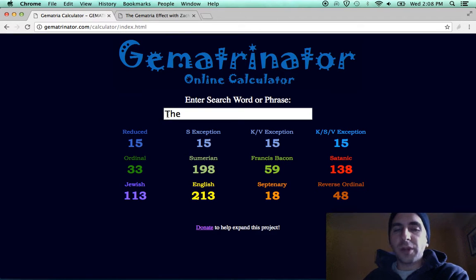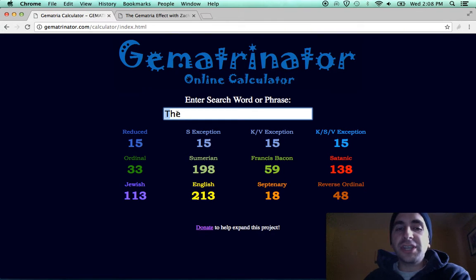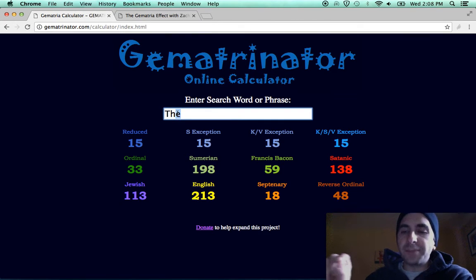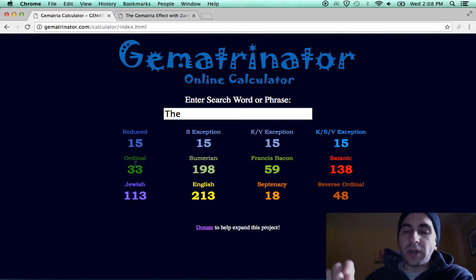If that's possible, I think that'd be really helpful. But the way this works is T is the 20th letter. 20 in numerology is 2 plus 0 equals 2. H is the 8th letter. E is the 5th. So it becomes 2 plus 8 plus 5 equals 15. Notice just below that, English ordinal, it says "the" is 33. Ordinal is just using the alphabetic order. T is 20, H is 8, E is 5, add it together, 33.